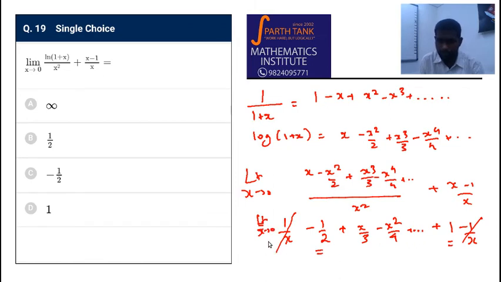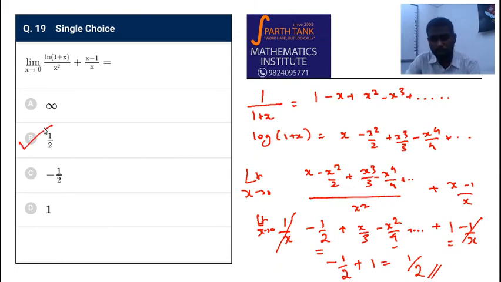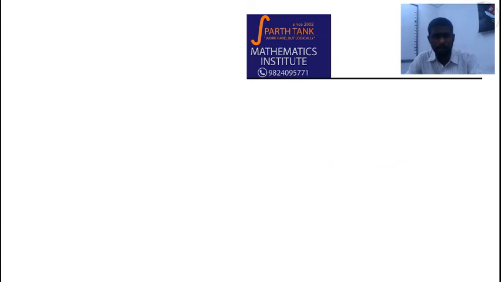If I substitute x tends to 0, all these terms vanish and I will only have minus 1 by 2 plus 1, which is 1 by 2. So the answer is B, 1 by 2. Okay, very straightforward problem if you know the series. Lots of series can be obtained like this quite easily.